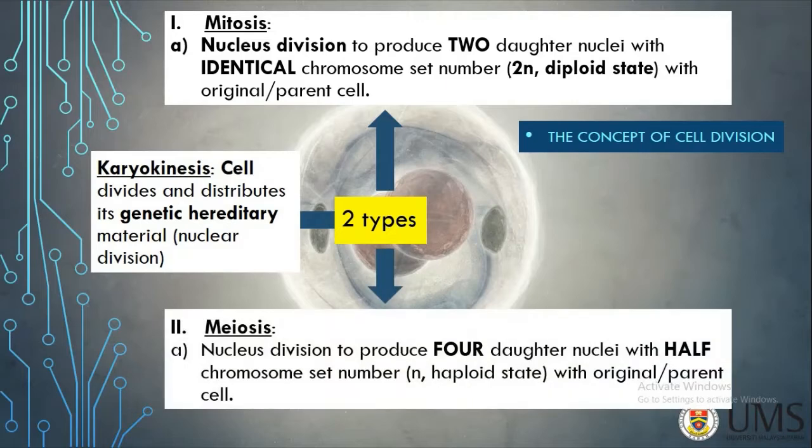While in meiosis, nucleus division occurs to produce four daughter nuclei with half the chromosome set number. The daughter nuclei produced are in haploid state.